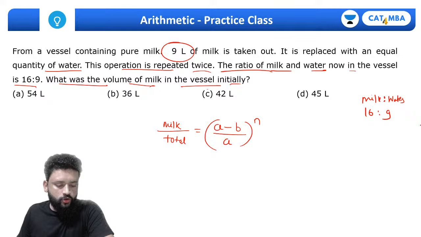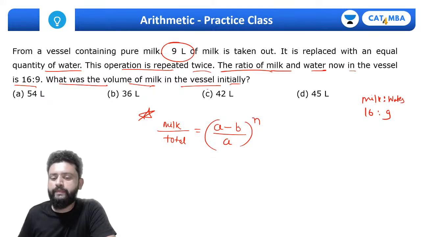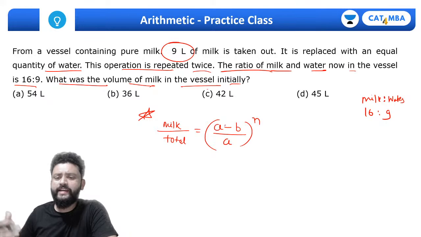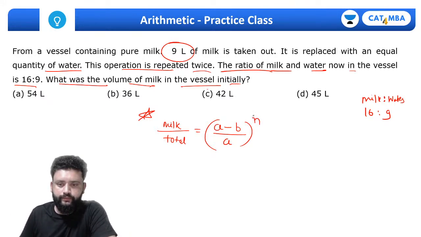Hopefully you know this formula. Megha, Ashish, are you aware of this formula? Yes or no? N is the number of times of replacement and B is the quantity replaced with water. Ashish, remember this formula?